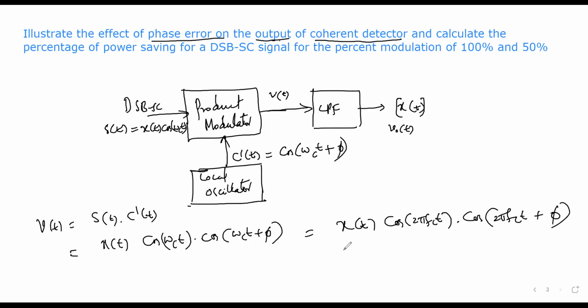Same analysis we have done. The only thing is that we are asked to illustrate the effect of phase error, so in order to prove that, we have to do all these things. And this is in the format of cos A cos B. So we'll take Ec also here: Ec cos omega ct plus phi. So here also you'll get Ec.